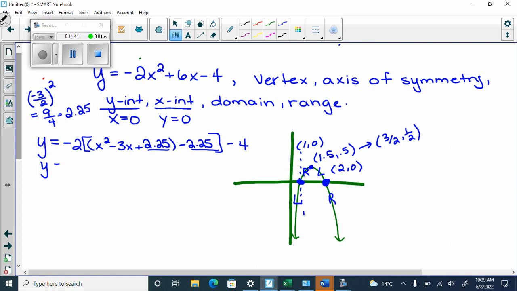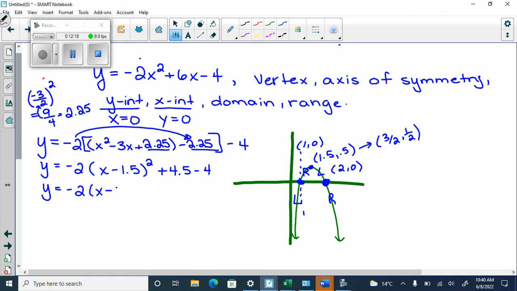So now I get y equals negative 2, round bracket. Now what multiplies to be 2.25 and adds to be negative 3? I have no idea. But if I look one back, which actually happens to be the bracket, it's negative 1.5. So I get x minus 1.5 squared. And the reason why you have the square bracket is so that you remember to distribute that in. So negative 2 times negative 2.25 is positive 4.5 minus 4. And so I get y equals negative 2 times (x minus 1.5) squared plus 0.5.